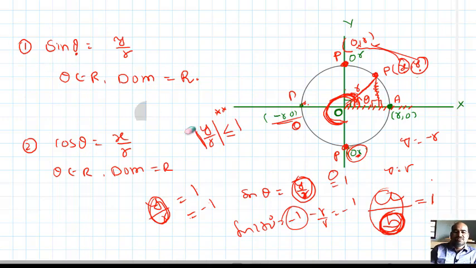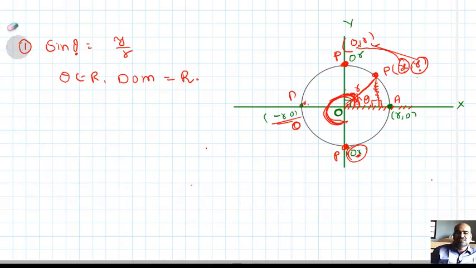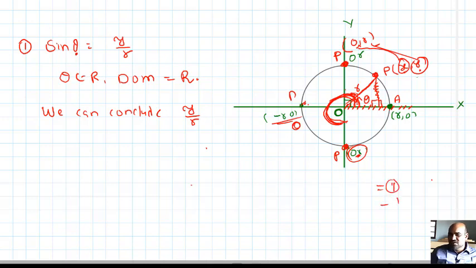So I will write here. Later I will write this. I want to rub this. So what happened? We can conclude that the y by r value is sometimes equal to 1, sometimes equal to minus 1, lesser than 1, greater than minus 1. That's why I can say mod y by r value is lesser than or equal to 1.